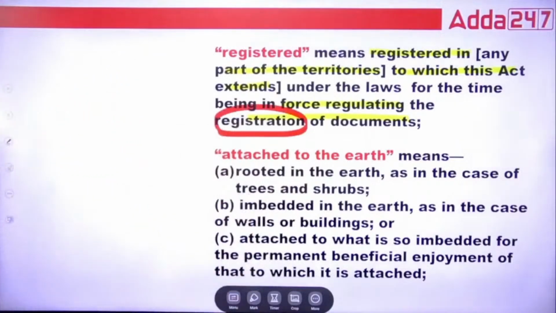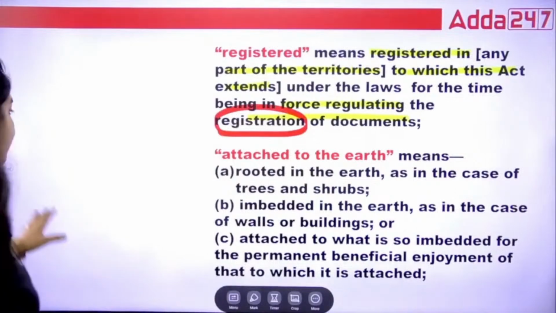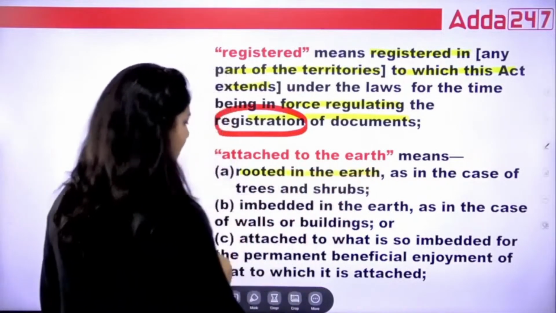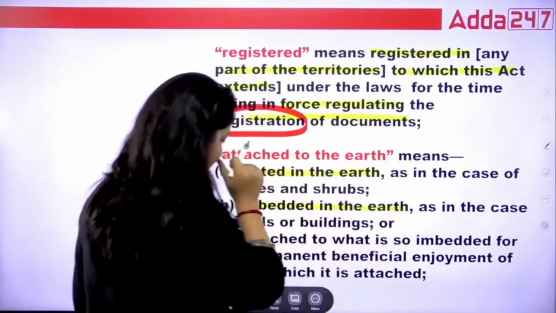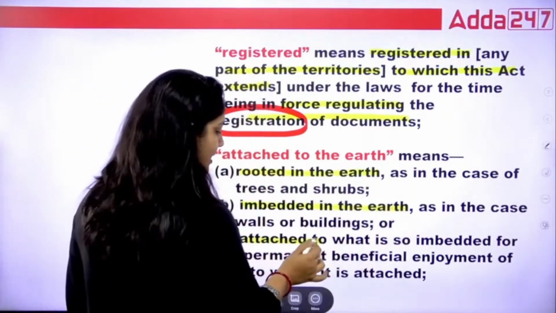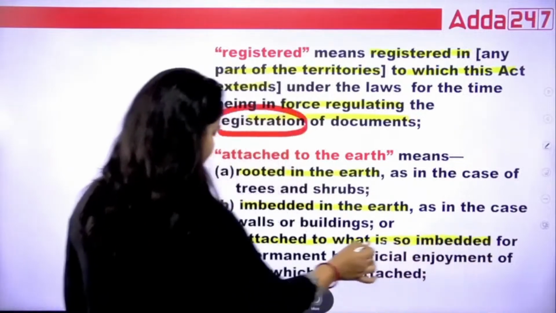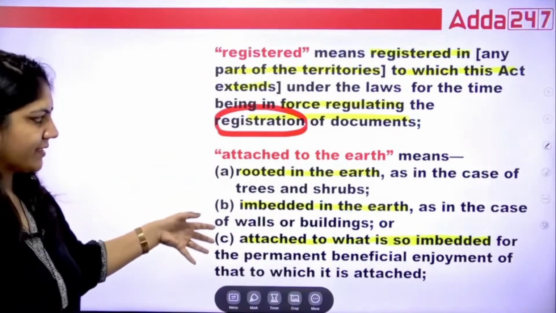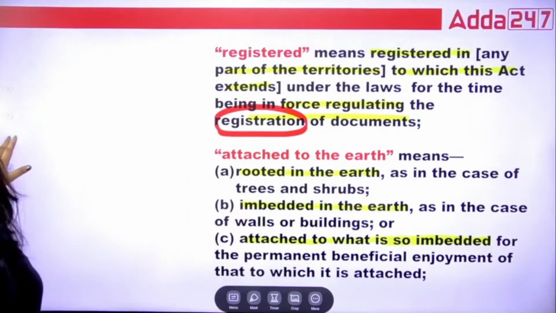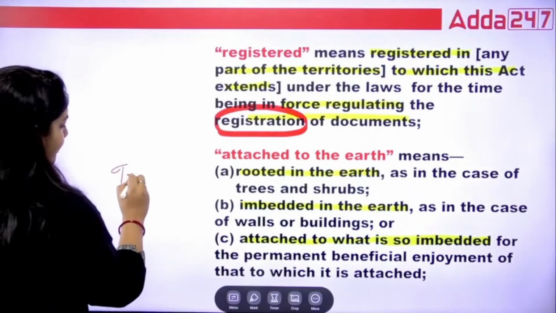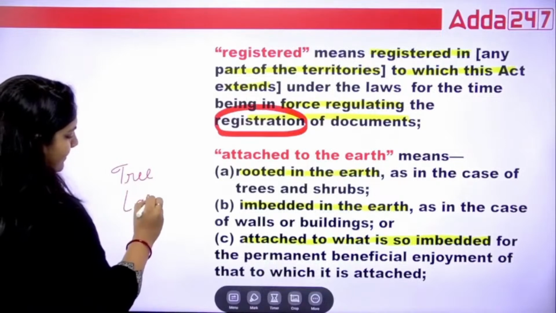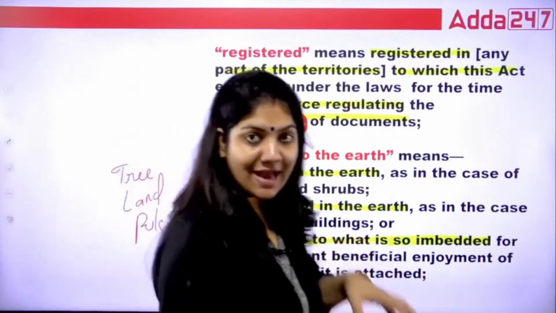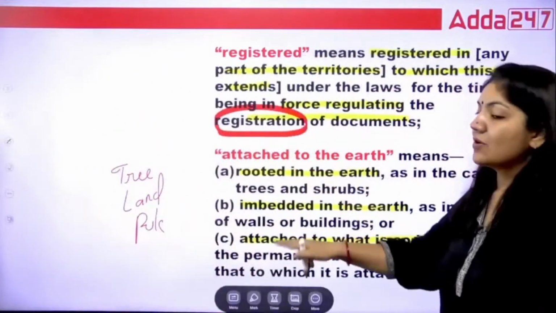Done. What is attached to the earth? Attached to the earth means the things which are rooted in the earth, which are embedded in the earth, or which are attached to what is so embedded for the permanent beneficial enjoyment. So these are the 3 things. Attached to the earth is basically like a tree, land, a pole. There are so many examples of things attached to the earth. This is called attached to the earth.